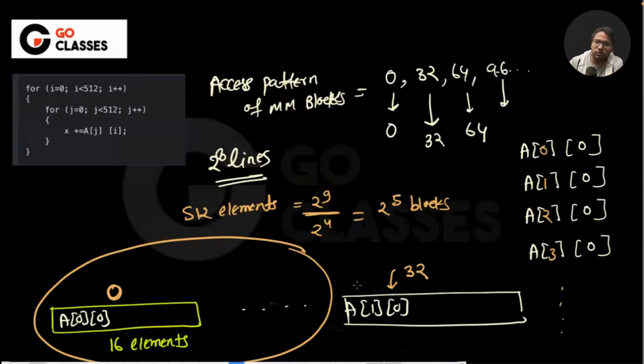So how many total blocks do we have here? We have a total of 2 power 9 into 2 power 9 elements, and each block has these many elements. So 2 power 14 blocks. So we will keep on accessing 0, 32 till 2 power 14.